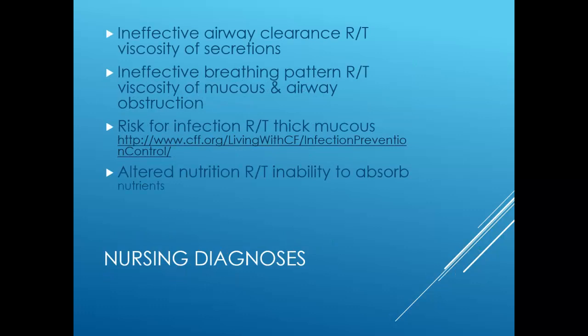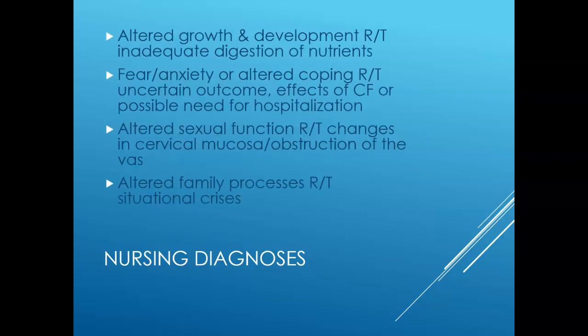Okay. Some nursing diagnoses that you'll see with someone with cystic fibrosis are ineffective airway clearance related to viscosity of secretions, ineffective breathing pattern related to viscosity of mucus and airway obstructions, risk for infection related to thick mucosa, and altered nutrition related to inability to absorb nutrients. You also will see altered growth and development related to inadequate digestion of nutrients, and fear and anxiety or altered coping related to uncertain outcome effects of CF and possible need for hospitalization.